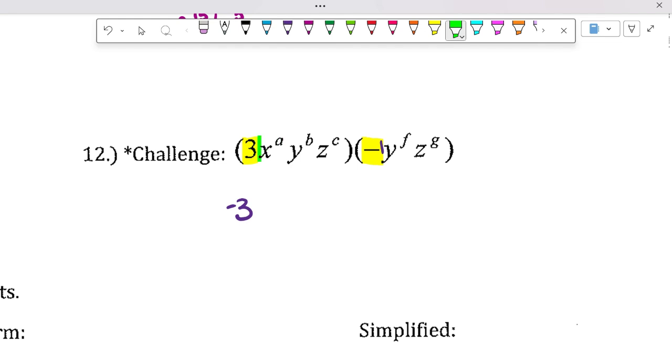Now, the x's. Does it have a partner? No, so what do I do with it? Bring it down. So this is x to the a power. What about the y's? If I do y to the b times y to the f, what is that? Nope. Y raised to the b plus f, because we would add the exponents. All right. And then the z's. Z raised to the c plus g.